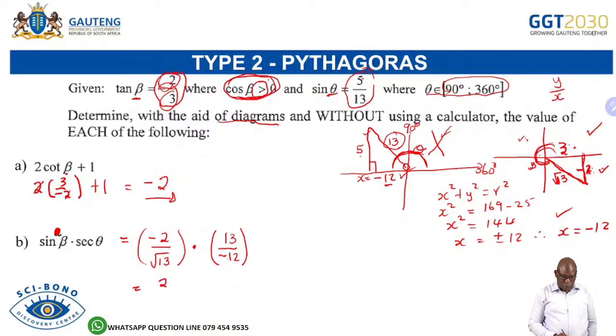So the answer will be 26 over, if I multiply that, I get 12 root 13. Can just quickly simplify that. I think 2 goes in there 6 times, 2 goes in 26 13 times, so I'll have 13 over 6 root 13. Please don't cancel the 13 and the square root of 13. Those two will never cancel out.